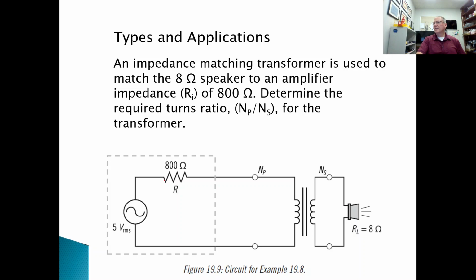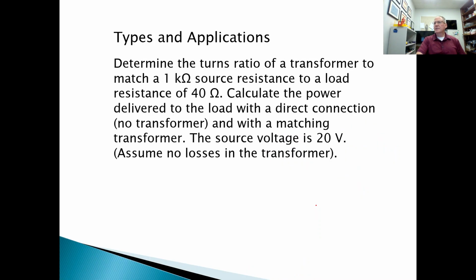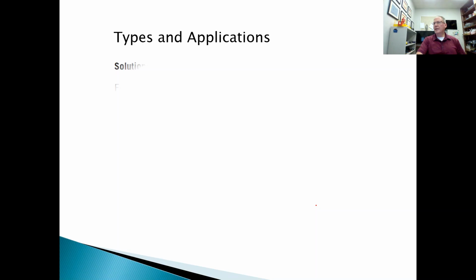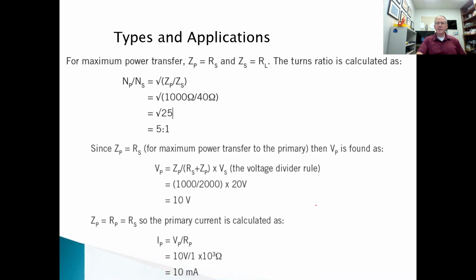So here it's saying determine the required ratio. So here the impedance 800 divided by 8, so that's 100 to 1. And you can see that if you take the square root of 100, it's 10, and that's how you get the number of turns. The ratio is 10 to 1. Okay? So that's really chapter 19 in a nutshell.